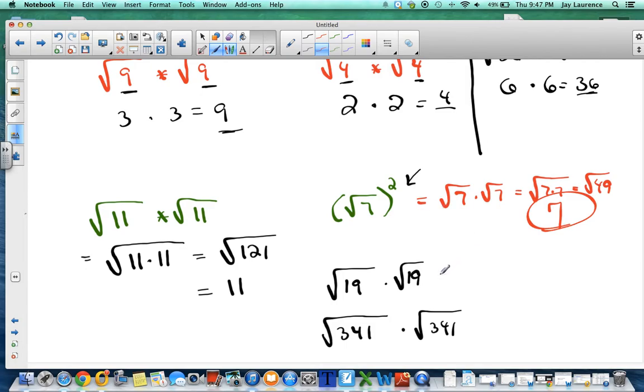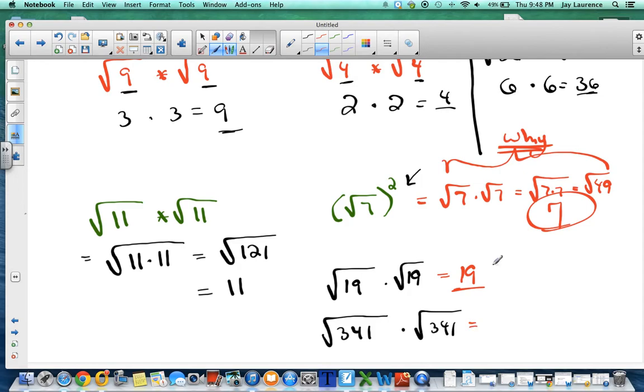Now, you guys are pretty smart. I bet you realize that square root of 19 times square root of 19 is simply 19. And I have no problem with you going right to that answer, but make sure you can explain why. This work right here shows me why. This is the why part, very, very important. You've got to be able to explain it.